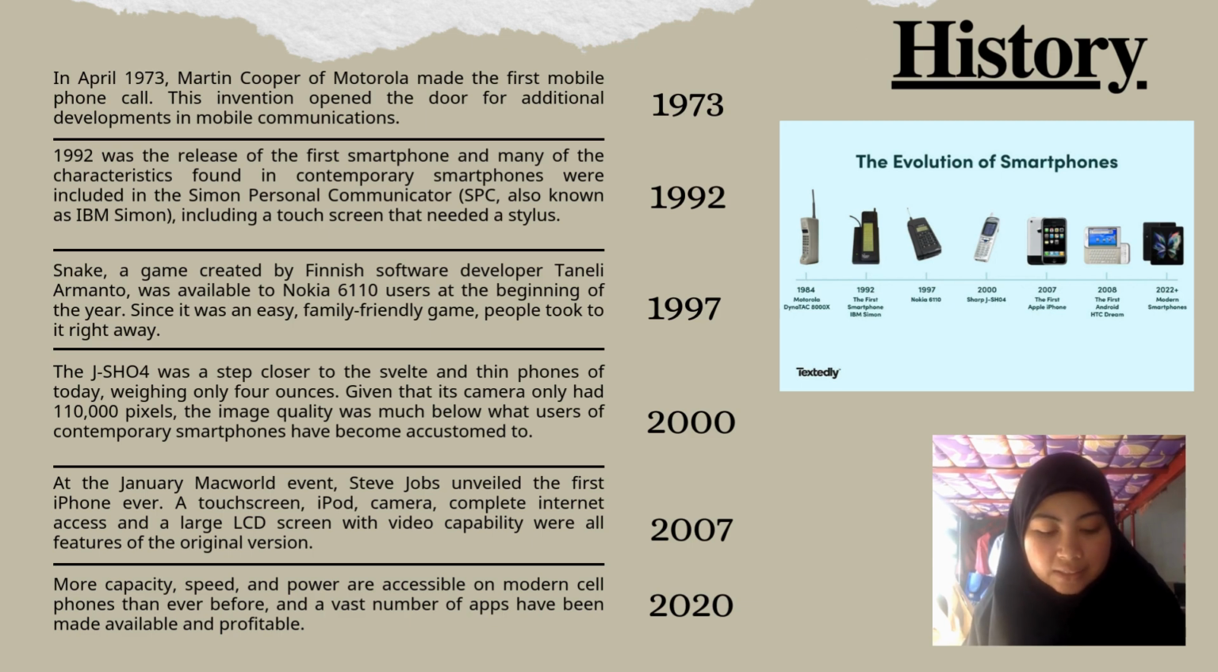Next, in 1992 was the release of the first smartphone, and many of the characteristics found in contemporary smartphones were included in the semi-personal communicator SPC, also known as IBM Simon, including a touchscreen that needed a stylus.